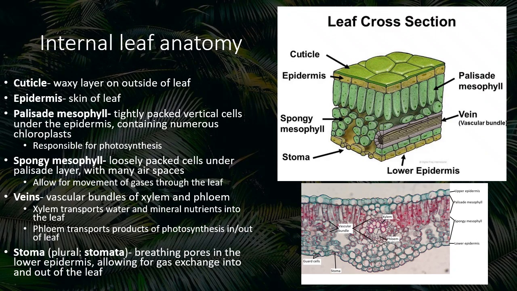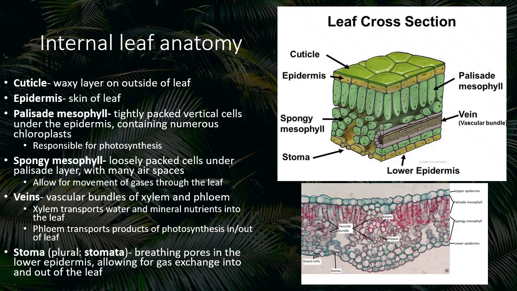And so you might choose to reverse the flow and start sending sugars down to the roots to support root growth and development. So xylem is just transporting water and mineral nutrients up into the leaf, but phloem is able to transport the products of photosynthesis, such as sugars, into or out of the leaf, depending on the season and the requirements of the plant.